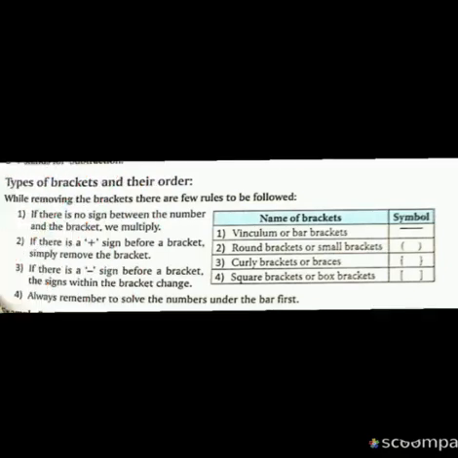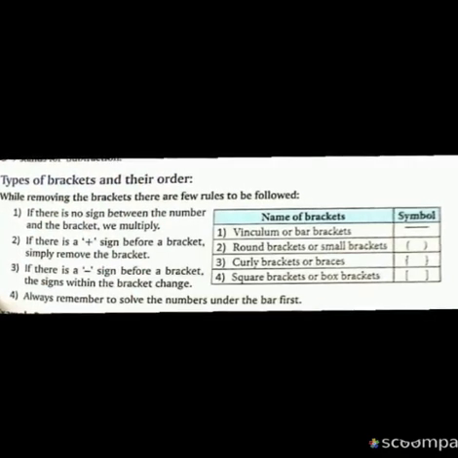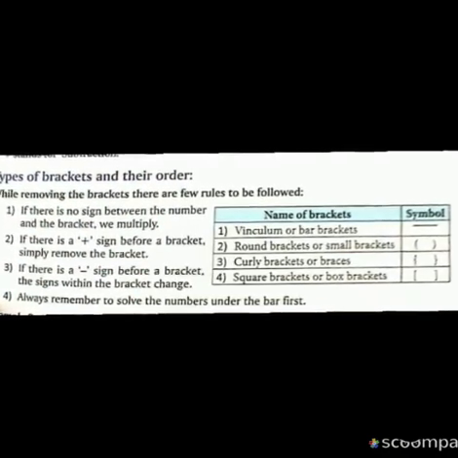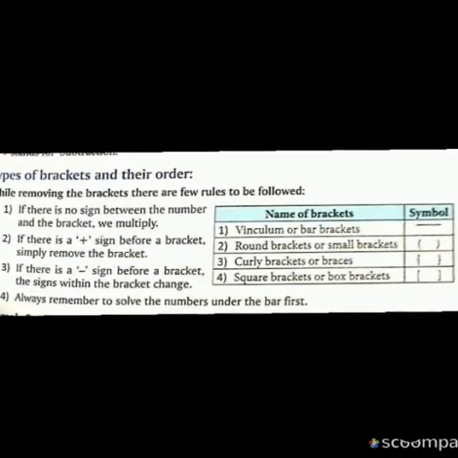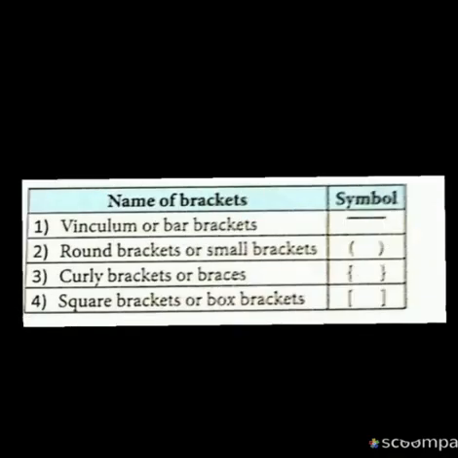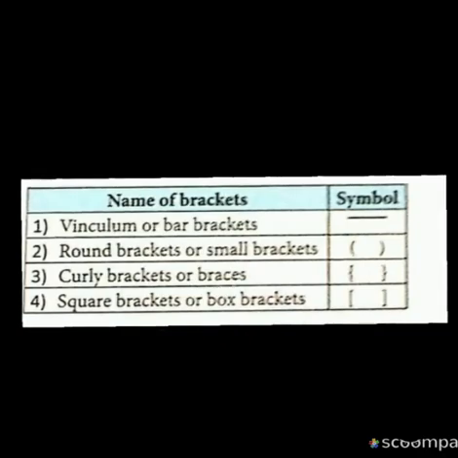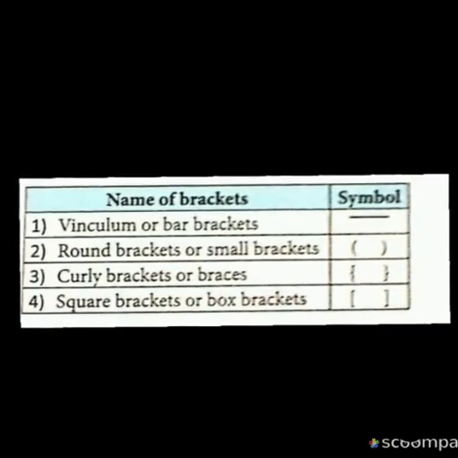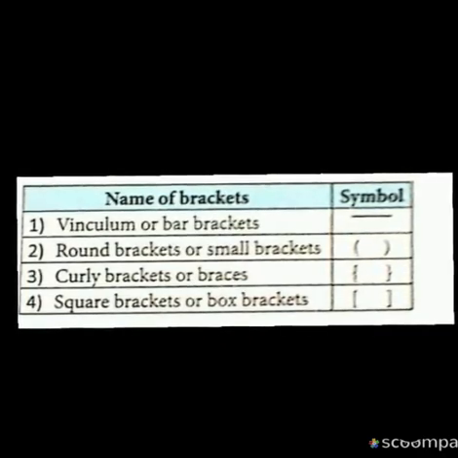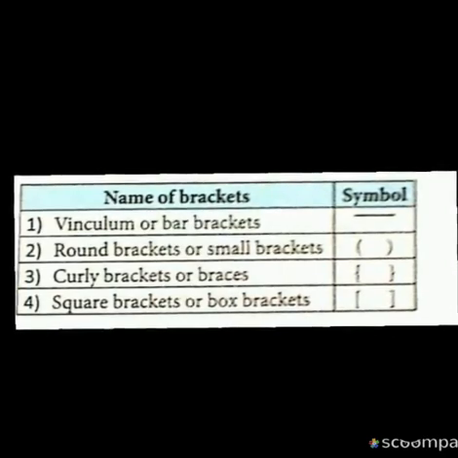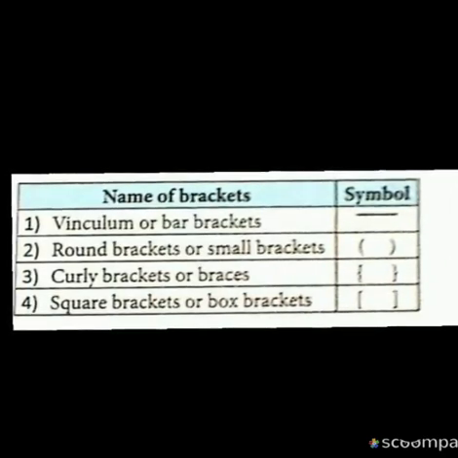Now you need to know about the types of brackets and their order. There are four types of brackets. Look at your screen. The types of brackets and their symbols are shown there. The first bracket is vinculum or bar bracket. If there is any bar bracket or vinculum in the question, you need to solve it first.